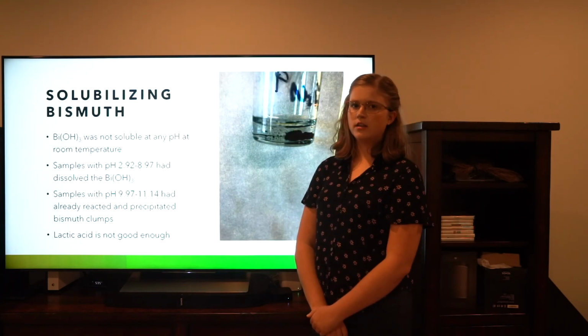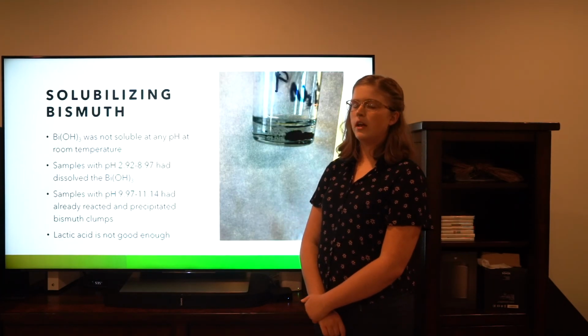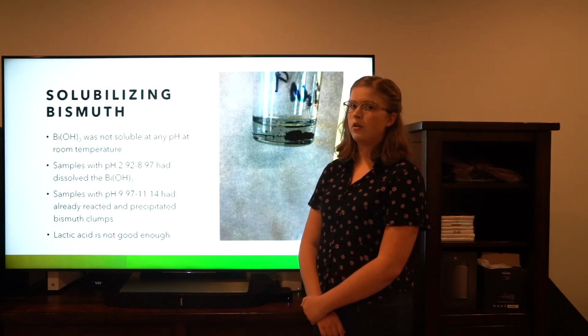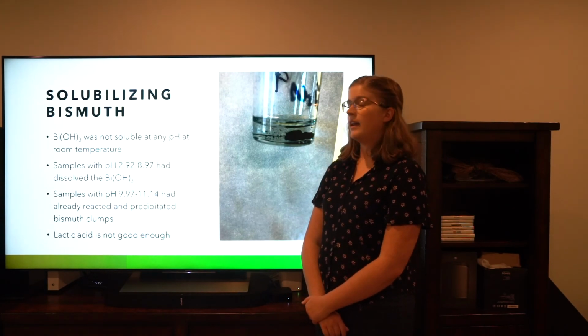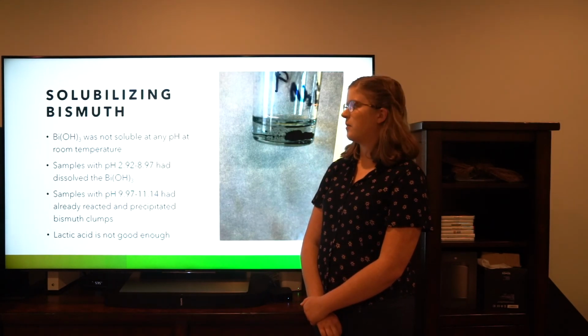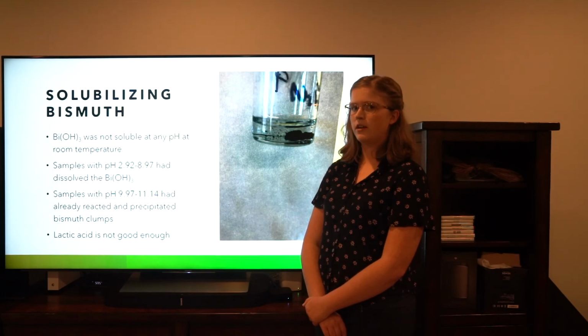Unfortunately, bismuth hydroxide was not soluble at any pH at room temperature, so I put it in a heat bath for roughly 2 days to see if that would cause the bismuth hydroxide to dissolve. And it did in samples with pHs from 2.92 to 8.97.